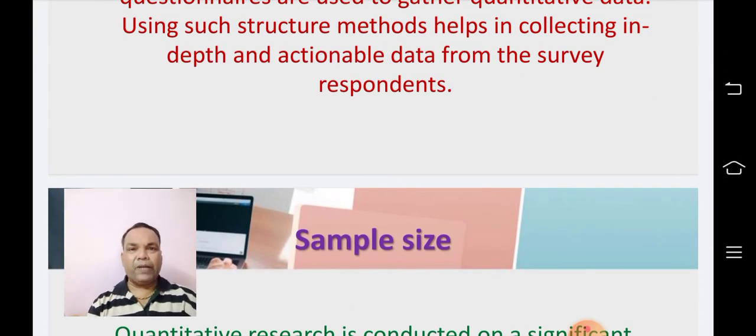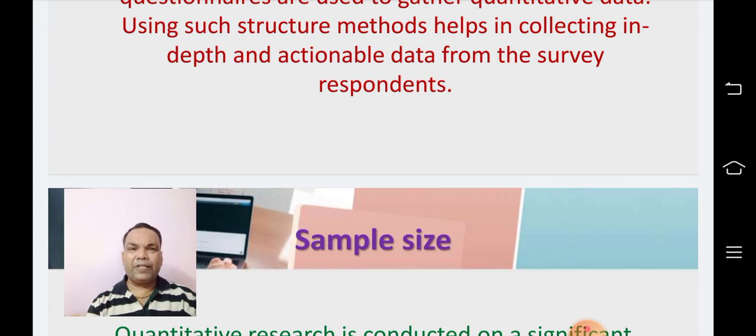First, let us be clear about sample. Sample means selection of the representative units from the whole, study of the selected sample, drawing results on the sample, and then application of the results made on the selected sample to the whole population. This is sample.